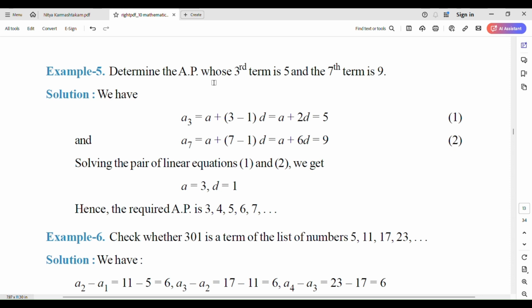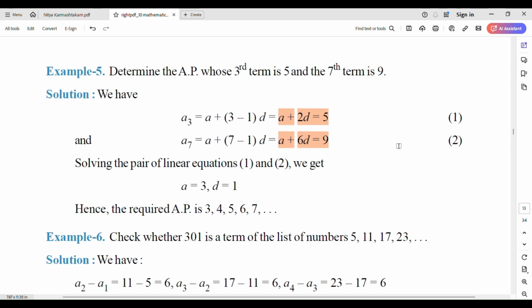Next example. Determine the AP whose third term is 5 and seventh term is 9. Okay, they did not give the initial term, they did not give the common difference, but they gave these two. So now we know that the third term is 5. So A3 equal to 5. A3 is nothing but a plus 3 minus 1 into d. That is a plus 2d equal to 5. This is one equation. Seventh term is 9, which means A7 equal to a plus 6d. Right, a plus 6d equal to 9. Now you have two equations, linear equations in two variables.